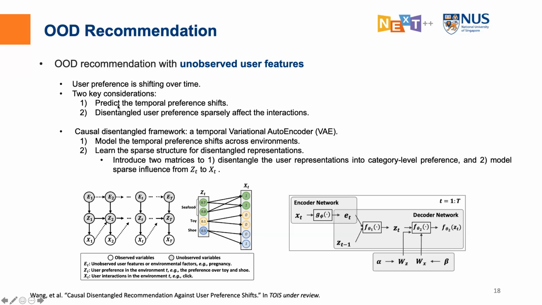The two key considerations are, first, that we need to predict the temporal shifts, and second, that we find the user preference will sparsely affect the interactions. It means that the user preference can be summarized into several factors at the category level.